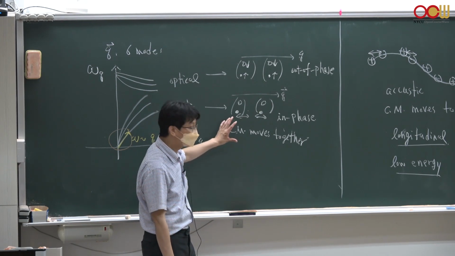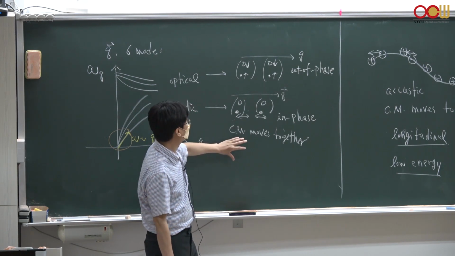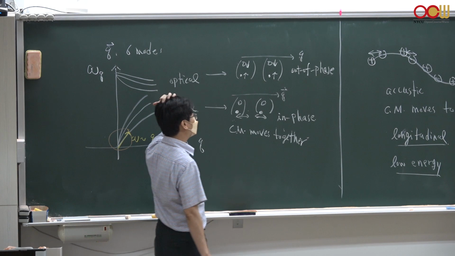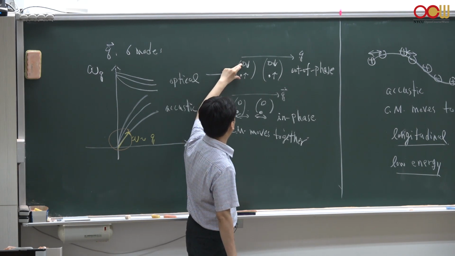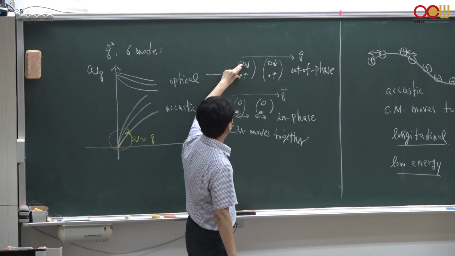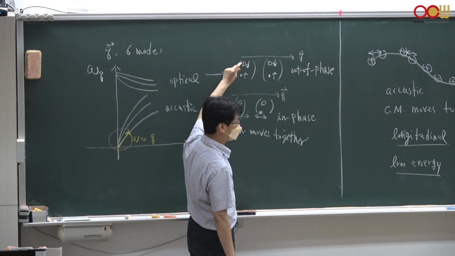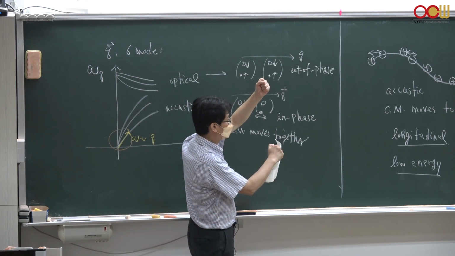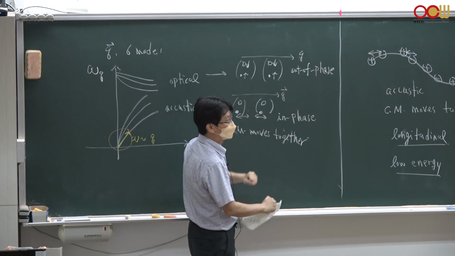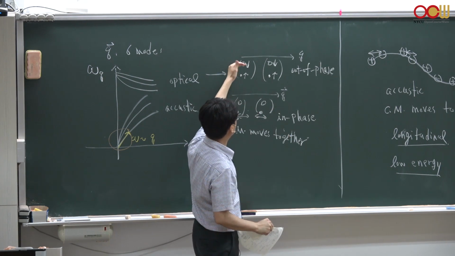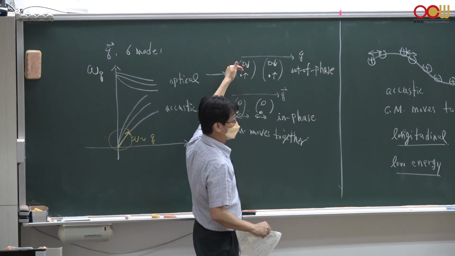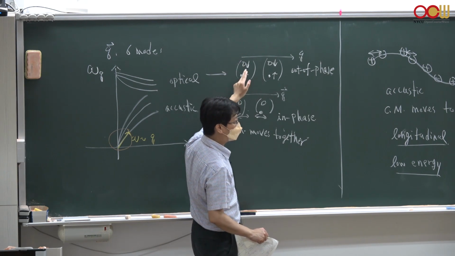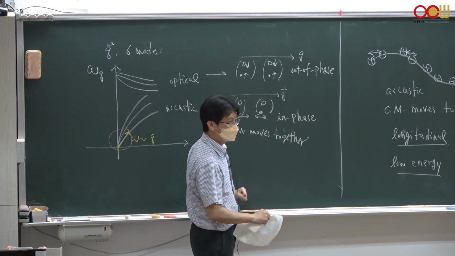And this is the lower energy excitation compared to the optical phonon modes, where the open circle and the solid circle are going against each other. For example, they are doing this kind of motion, where when the open circle moves downwards, the closed circle moves upwards, so they go against each other.